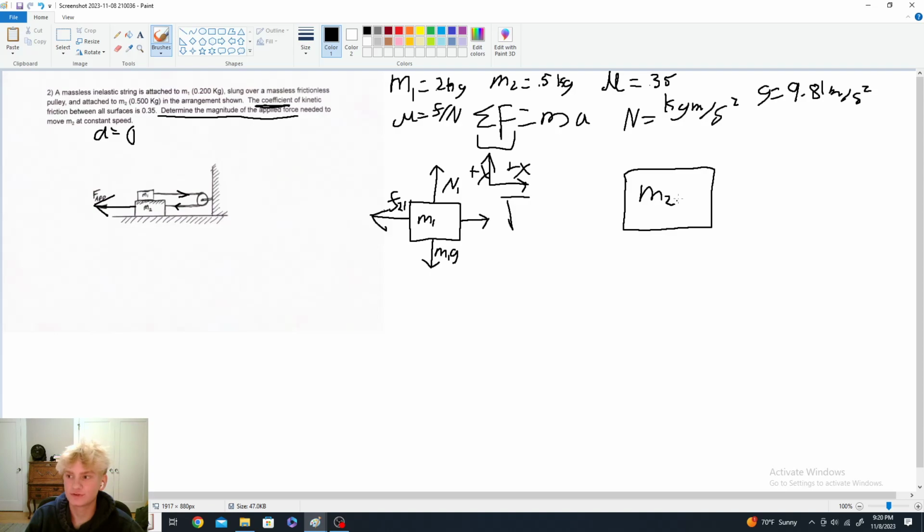M2. So, in M2, we have the weight of M2 going to the ground, but we also have the force of M1, and that's because M1 is on top of it, right? So we also have M1g going down as well. We can see it already here. We have the applied force going to the left. And on the back, we are going to have a tension force.